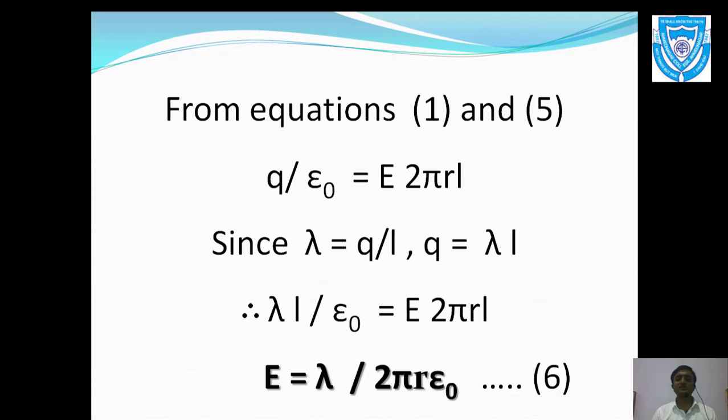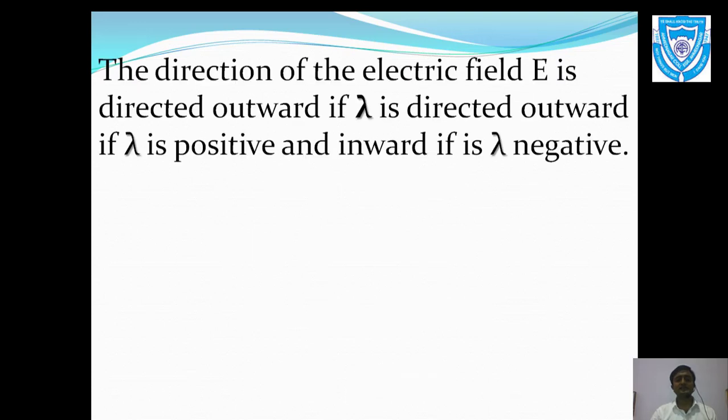We got E is equal to lambda upon 2 pi R epsilon naught. We transpose this 2 pi R to the left hand side. Therefore, we got this formula, which is lambda upon 2 pi R epsilon naught. This will be our equation number 6.